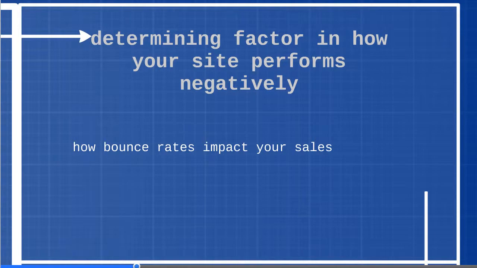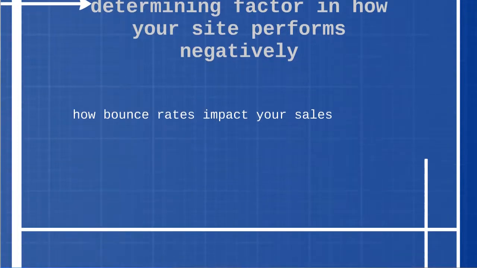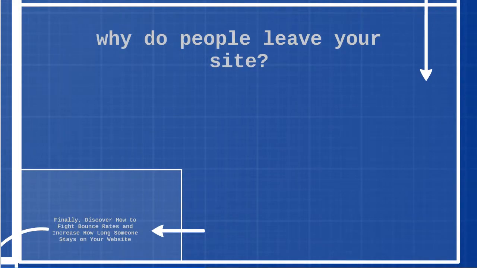Now, as you may know, an increase in bounce rates is often a determining factor in how your site performs negatively in relation to human traffic. Now, let's get back to talking about how bounce rates impact your sales, because it really is a good determining factor of how your site converts, and the stick rate, which in the end is crucial to resolve. Now, there are three different things that have a large effect on this. But another good way to look at this is by answering a specific question: why do people leave your site? Well, there are three things.